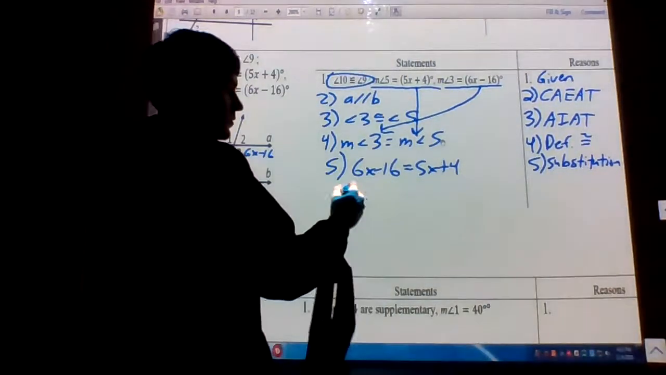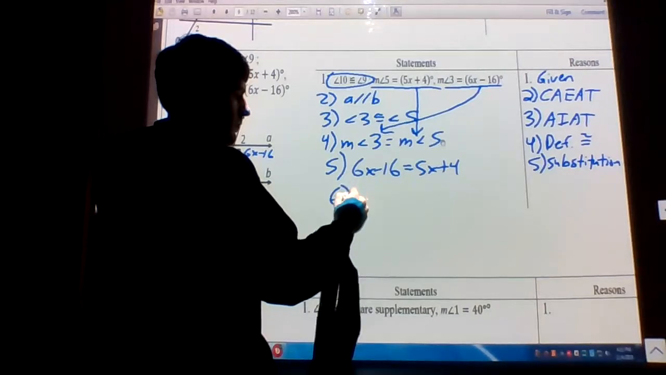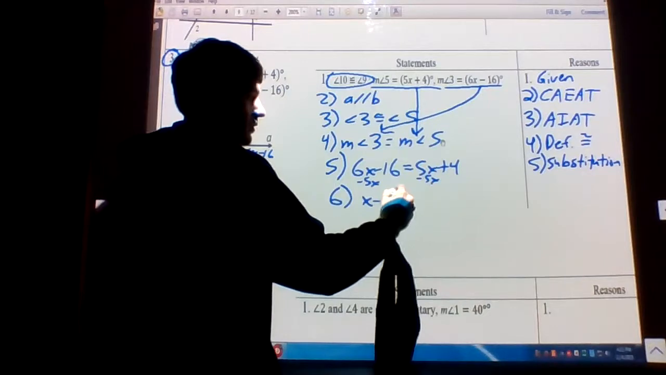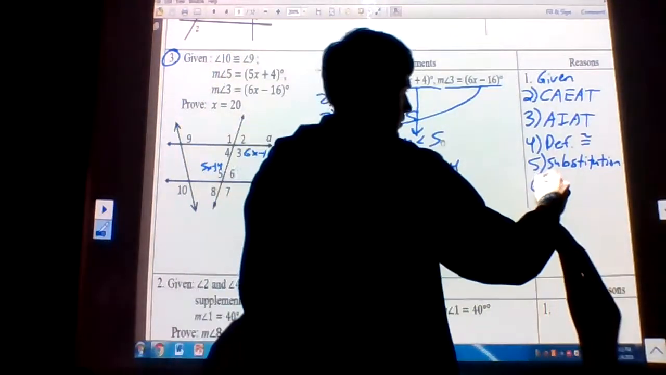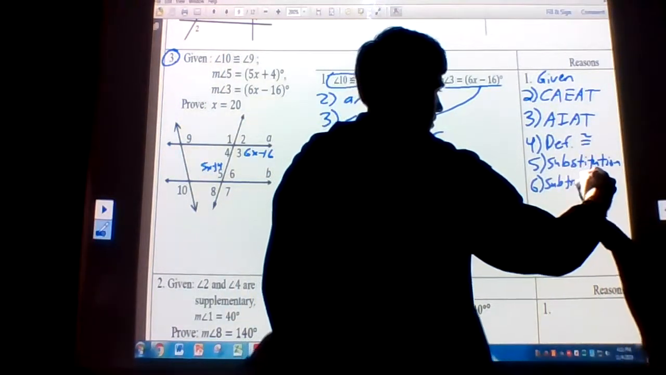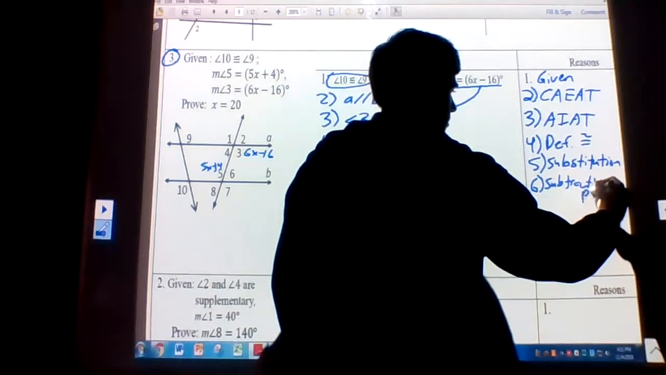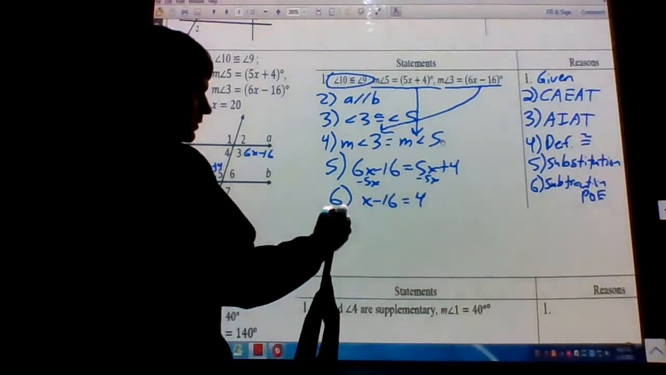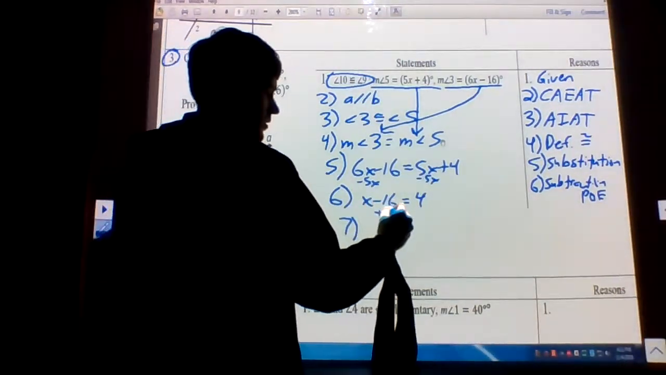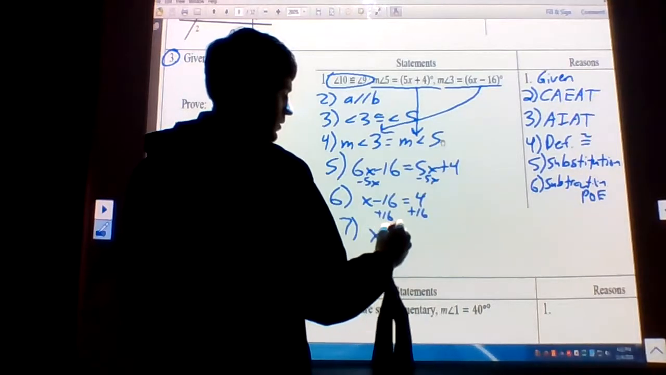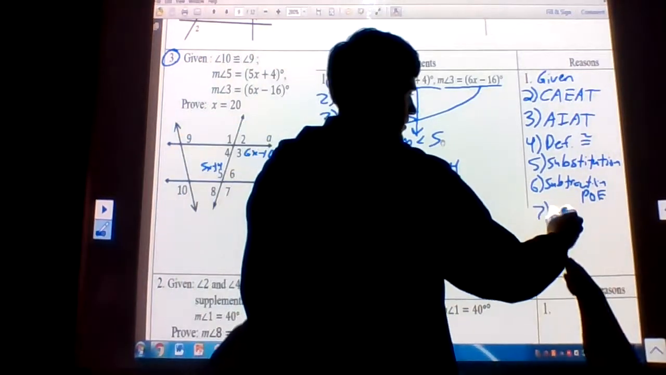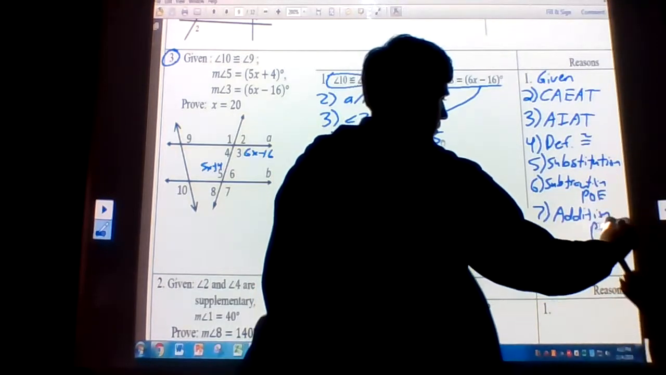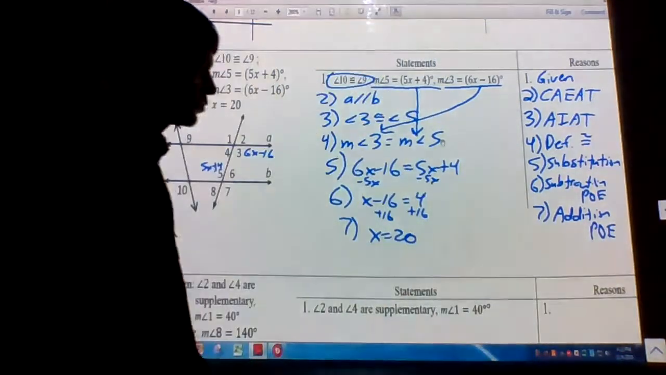We can subtract 5x from both sides. So we get x minus 16 equals 4. So that's going to be subtraction property of equality. Then we can add 16 to both sides, and we get x equals 20. And that's the addition property of equality. And there's our proof.